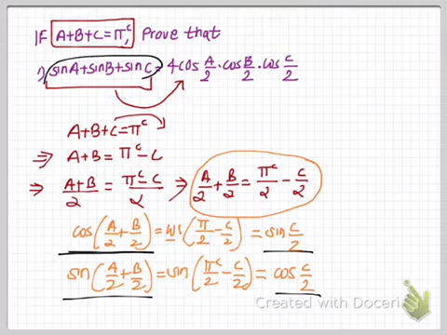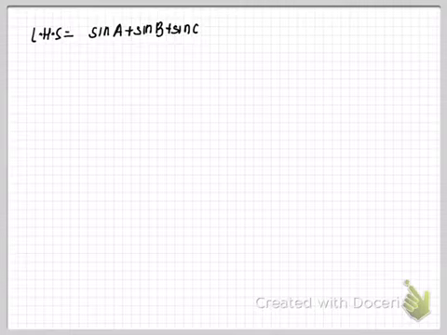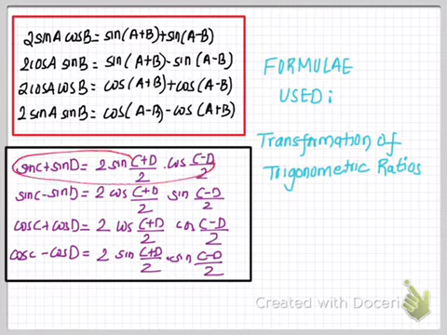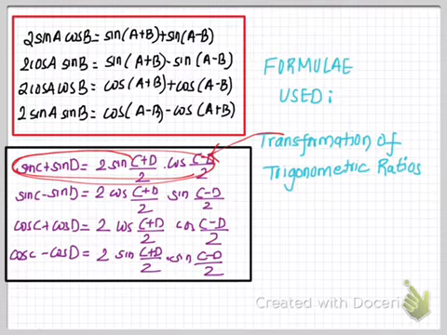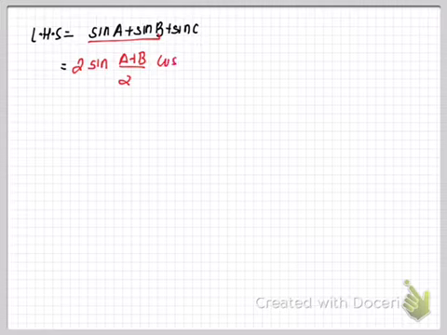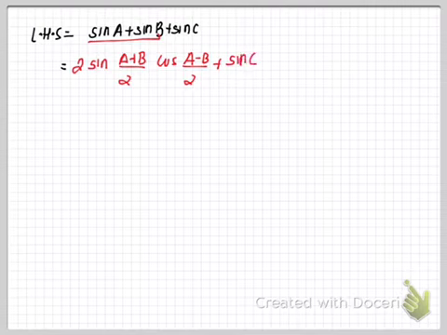Now let me take the left hand side of the equation, which is sin A plus sin B plus sin C. Now I'm going to use the formula for these two terms. We know that sin C plus sin D is equal to 2 sin of C plus D by 2 dot cos of C minus D by 2. So here we have 2 sin of A plus B by 2 dot cos of A minus B by 2, and then we have sin C as it is.